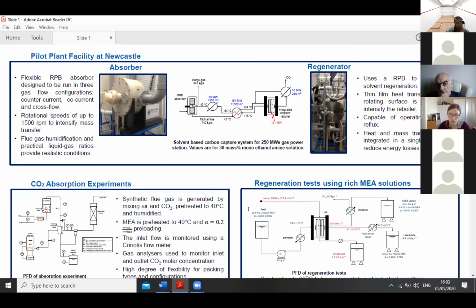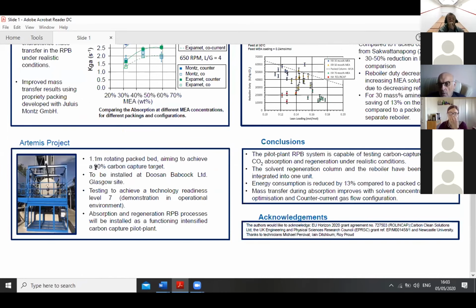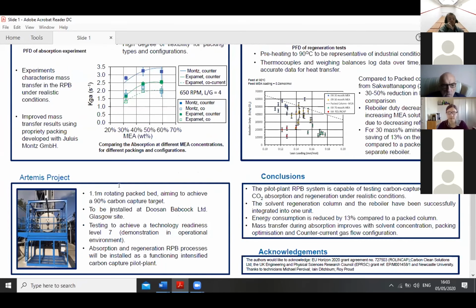That's a great question, but I'm not really sure how it would work out. But basically, with this, we've gone for 90% carbon capture here, just because that's the standard that most people use.